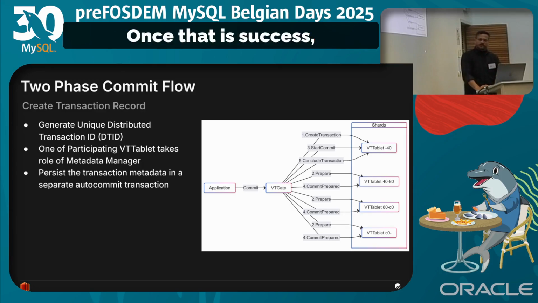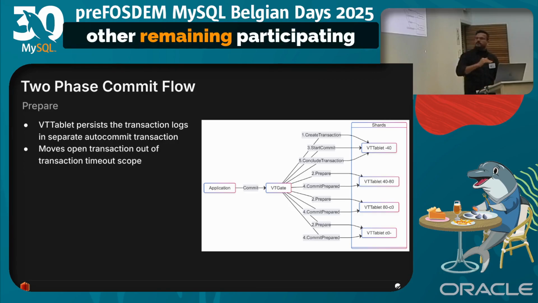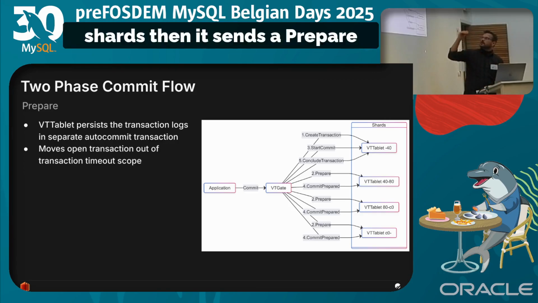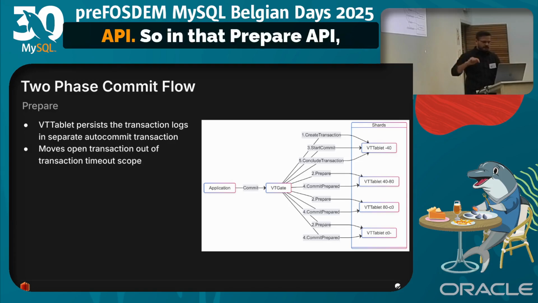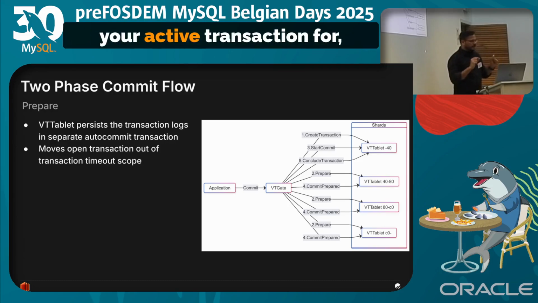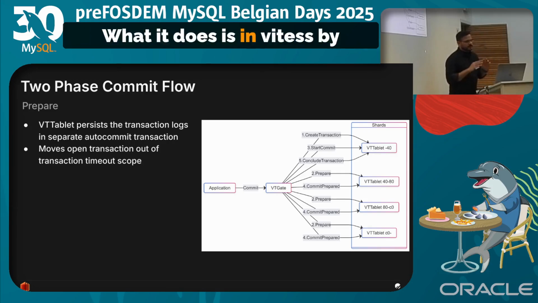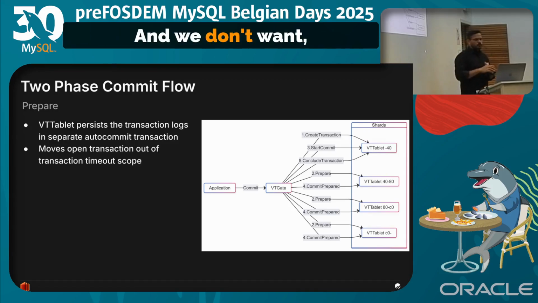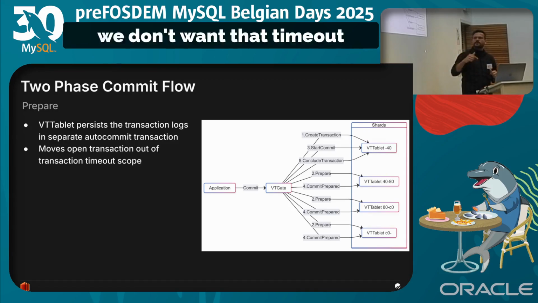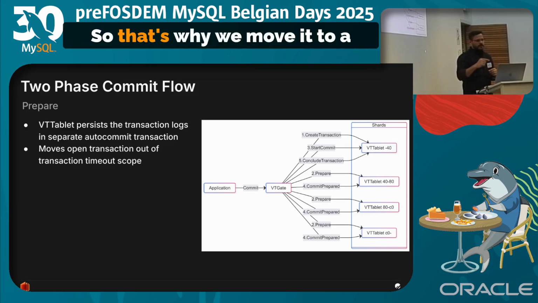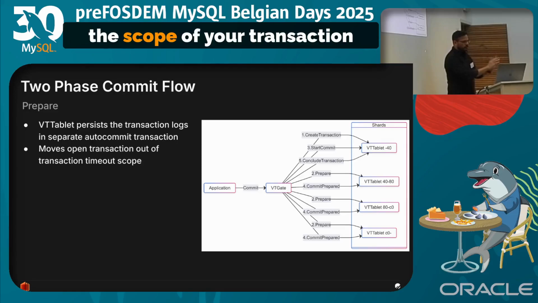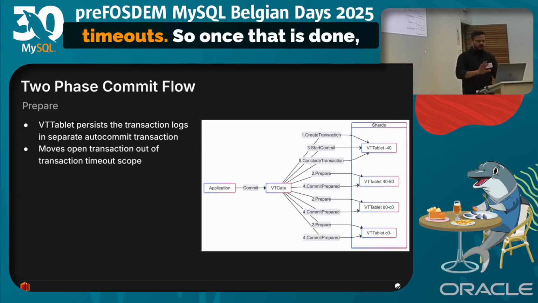Once that is successful, then on the other remaining participating shards, it sends a prepare API. In that prepare API, what it first does is it moves your active transaction from the transaction pool to the prepared pool. In Vitess, by default, there's something called transaction timeout. Once your transaction is prepared, we don't want that timeout to happen. So that's why we move it to a different pool, which is out of the scope of your transaction timeouts.